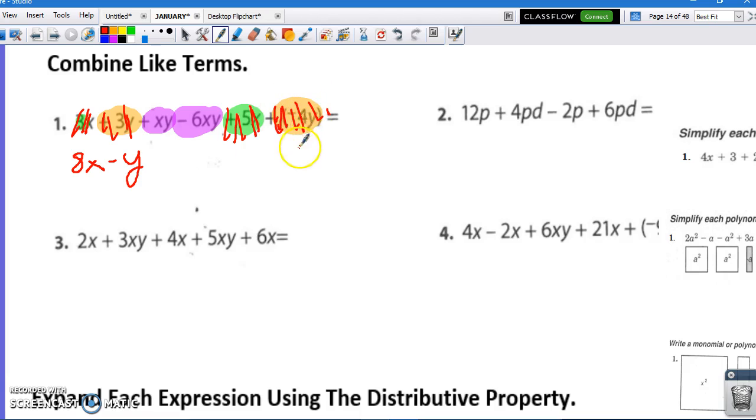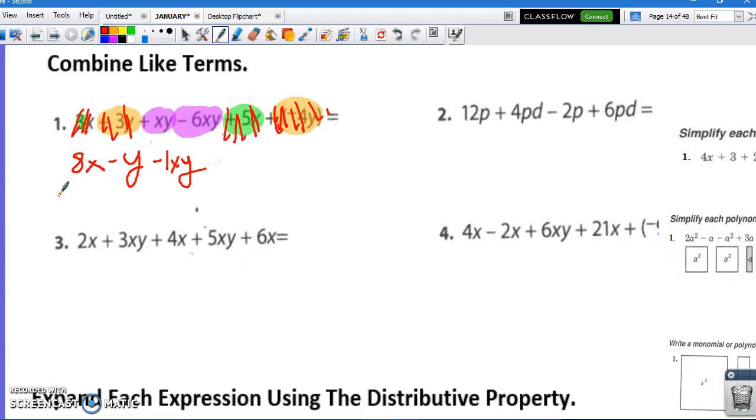Just keep the sign that's in front of the variable. So now I have an xy plus a negative 6xy, okay? So remember that invisible 1, so a positive 1 and a negative 6. Again, we subtract. My answer, the difference would be 1 xy. Is it going to be positive or negative?